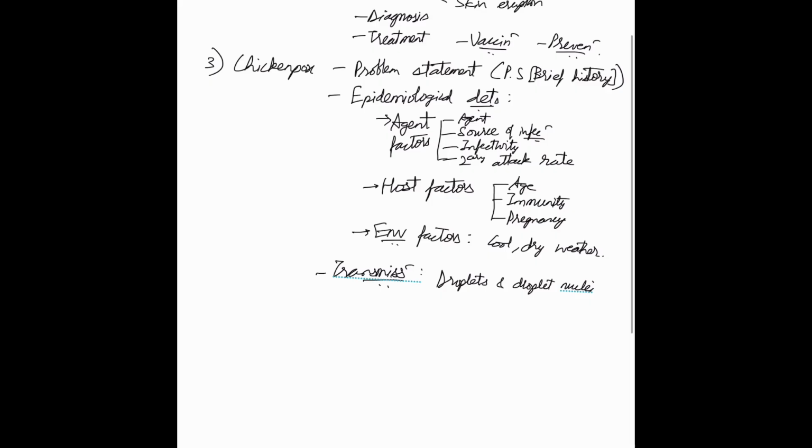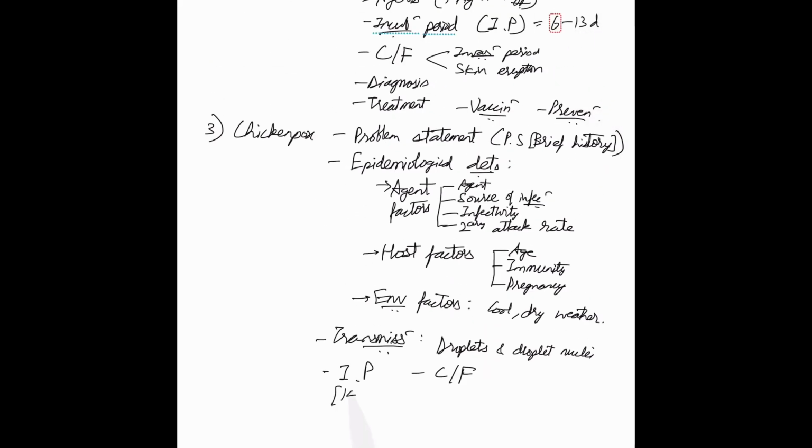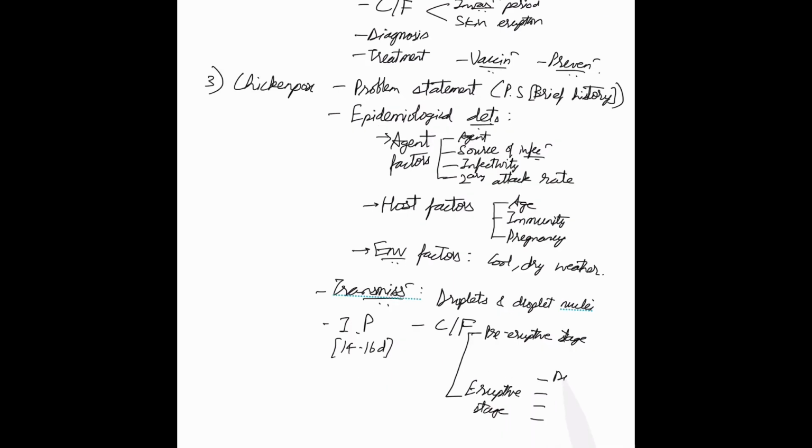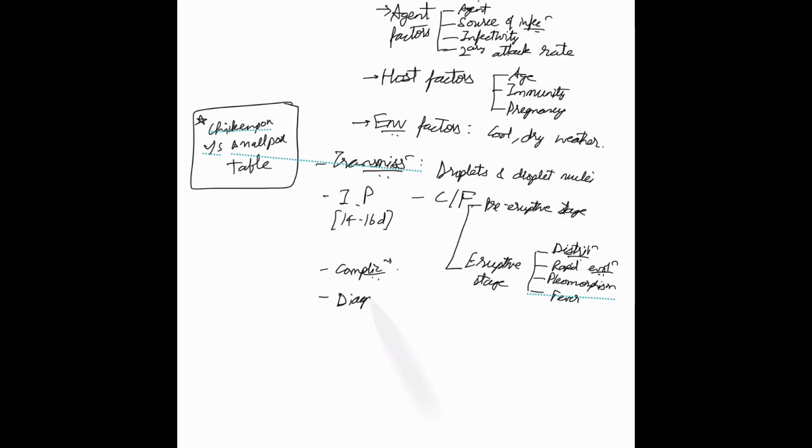disease by droplets and droplet nuclei. We'll also look at the transmission of monkeypox virus, which is parenteral and enteral. And then the incubation period for monkeypox, it's 6 to 13 days. For chickenpox, it's 14 to 16 days. Then we have clinical features, which can broadly be categorized into pre-eruptive stage and eruptive stage. You have to describe the distribution, the rapid evolution, the pleomorphism of the rashes, and the fever pattern.